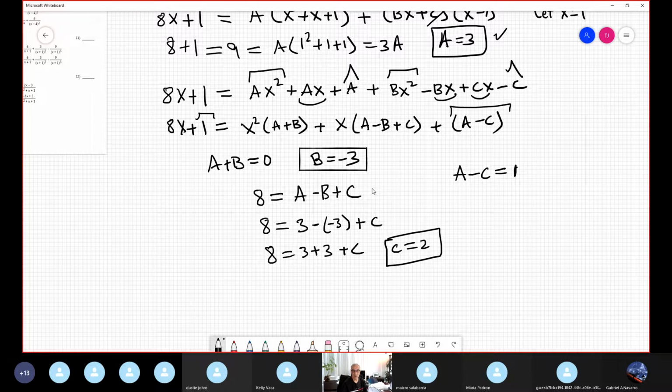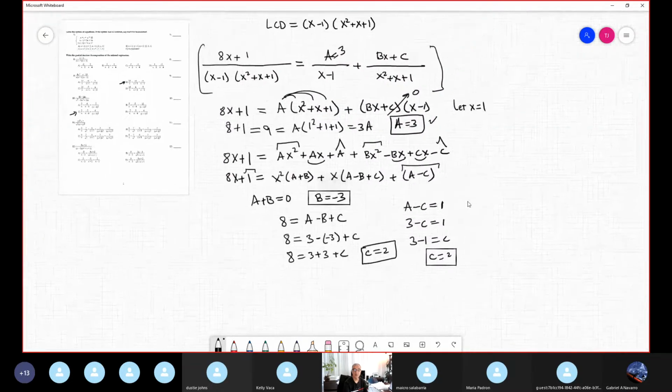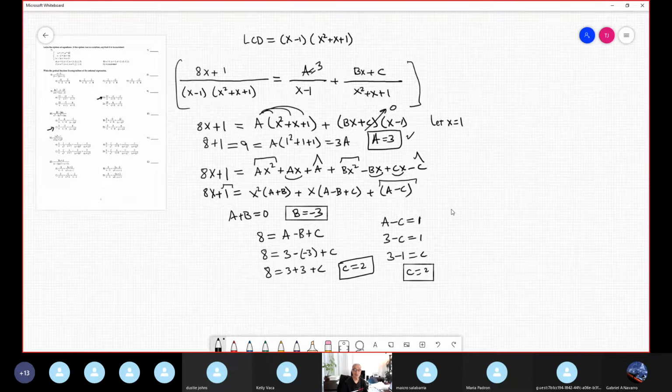But I know that a is 3. 3 minus c equals 1, so 3 minus 1 is equal to c. Actually, I already did that; it's a confirmation, so it's not necessary to do it again. Okay, matching perfectly. So now in my partial fraction decomposition, b is negative 3 and c is positive 2.